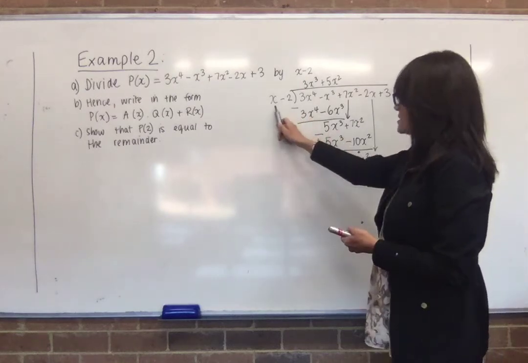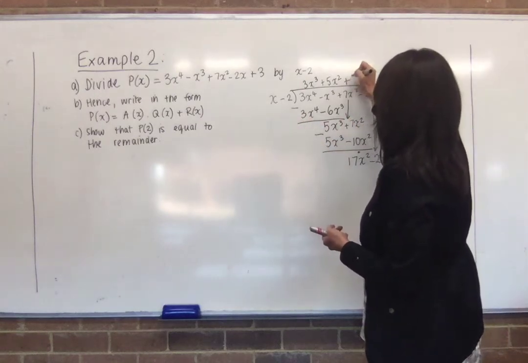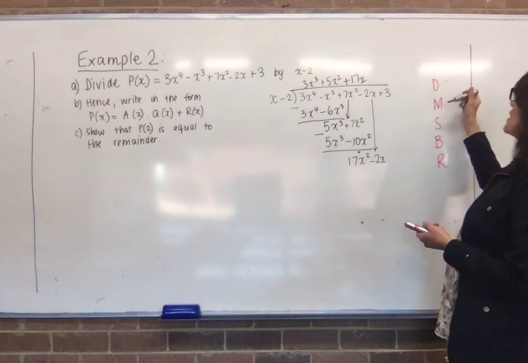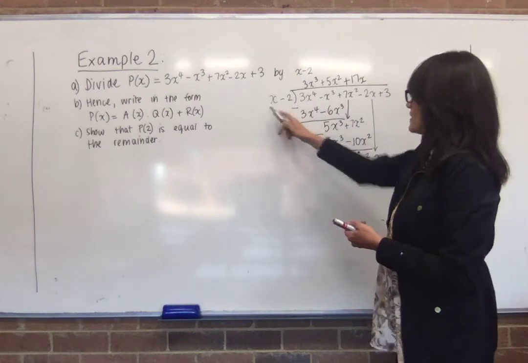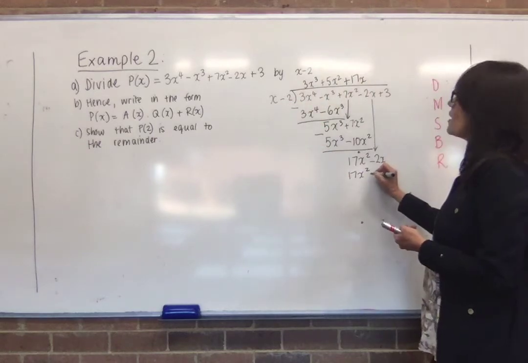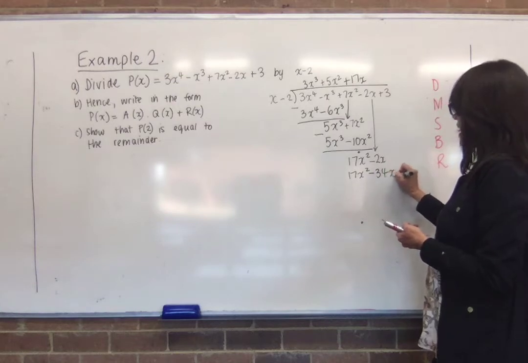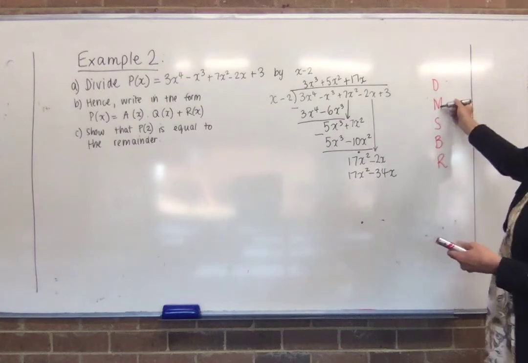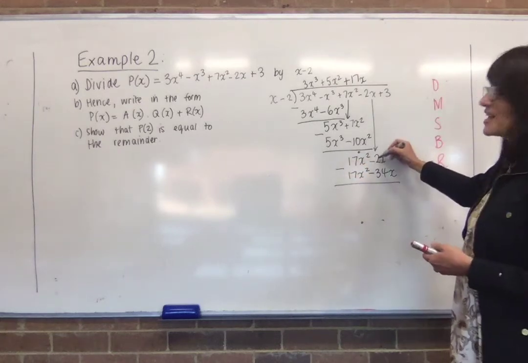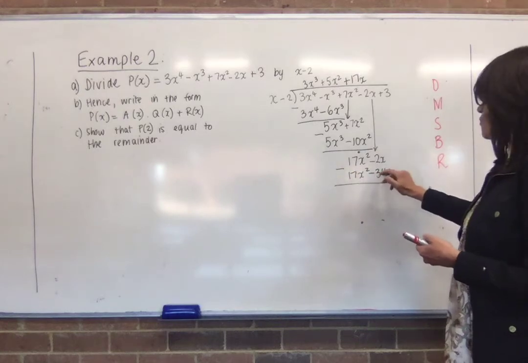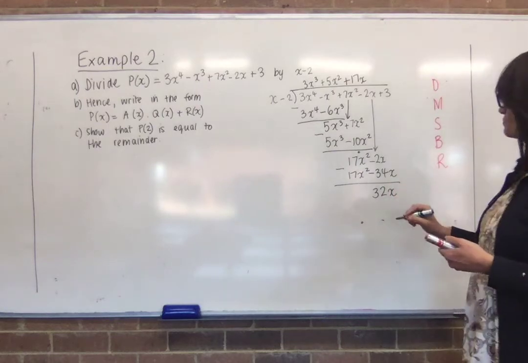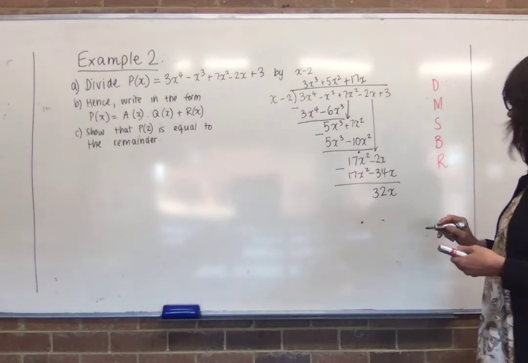17x squared divided by this x is going to give us 17x. So that's dividing. Now we're going to multiply 17x by this x, which is 17x squared, and 17x by this negative 2 becomes negative 34x. So we've multiplied, now we're going to subtract one term from the other. Negative 2 minus negative 34x becomes plus 34x, so this becomes 32x. 17x squared minus 17x squared is 0.